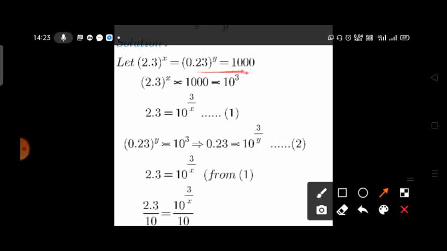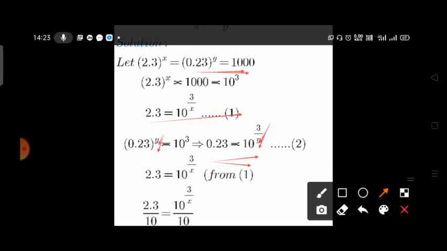We are taking these two here. In the same way as we did in our previous equation, it is raised to power 1 by y. So that's why y into 1 by y will be cancelled. And 3 into 1 by y, 3 by y will be made. So 0.23 is equal to 10 power 3 by y will come.